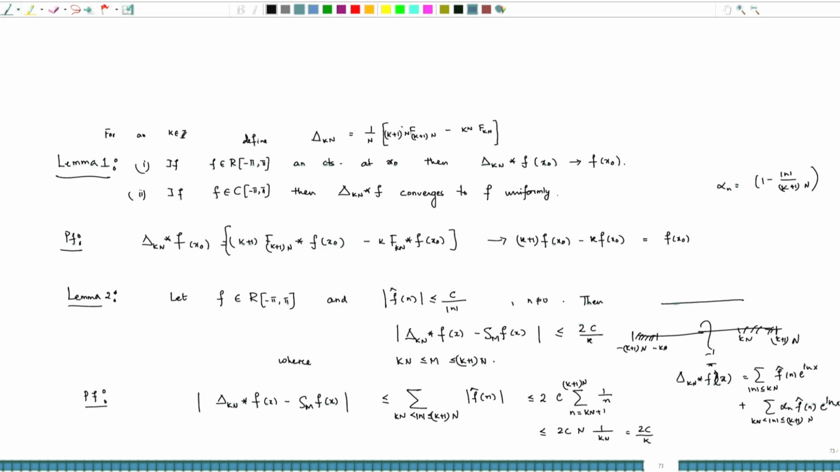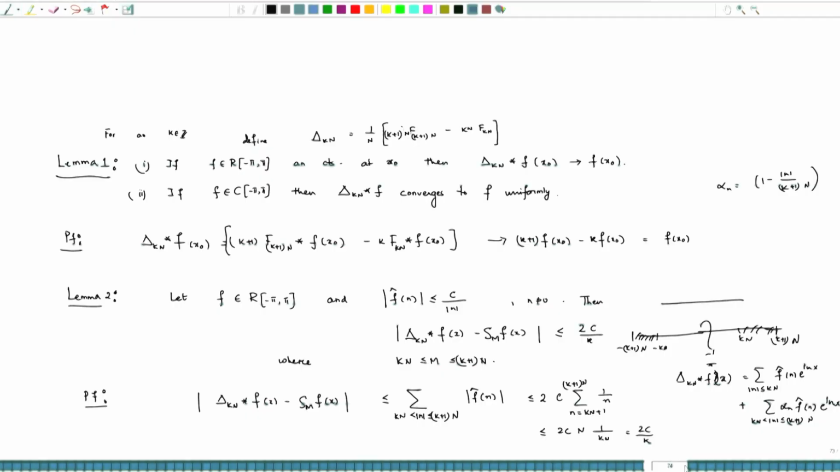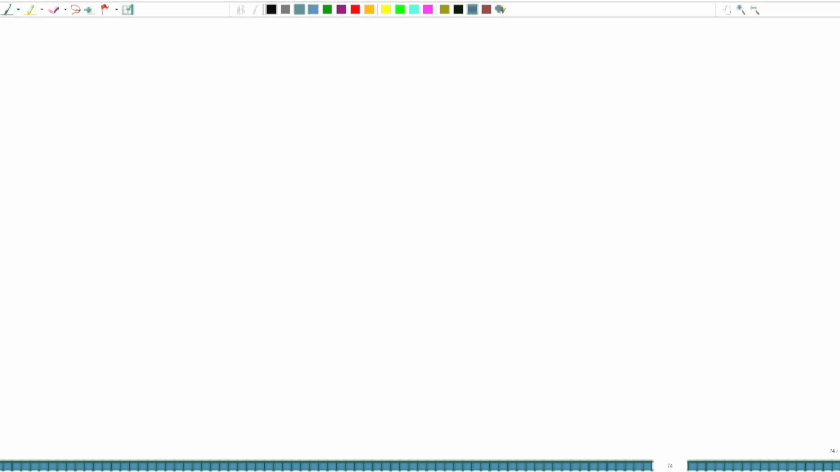As we observe, if we take our k to be large, then this difference of delta kn convolved with f minus s kn of f is going to be very small, and that is what we probably wanted. Now we state our first result in this direction. We will call it again the lemma.